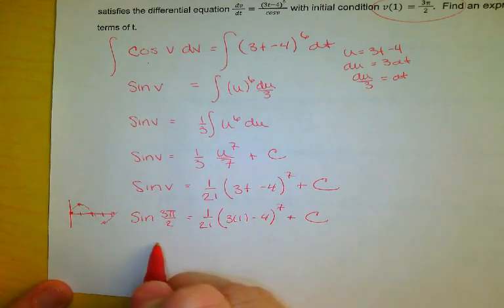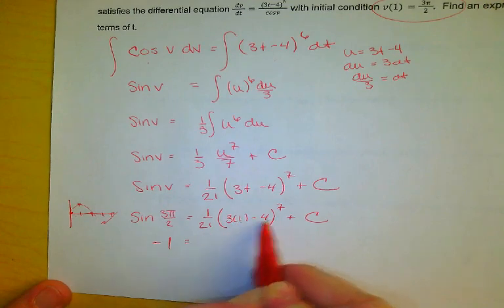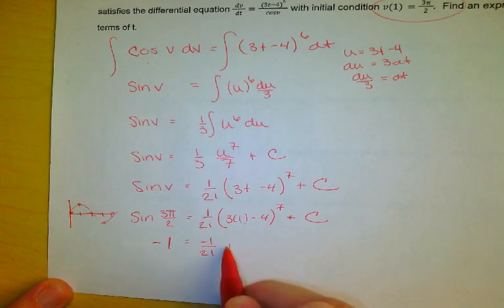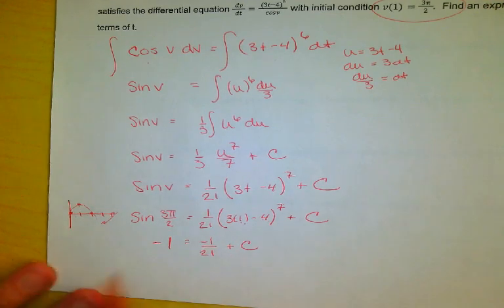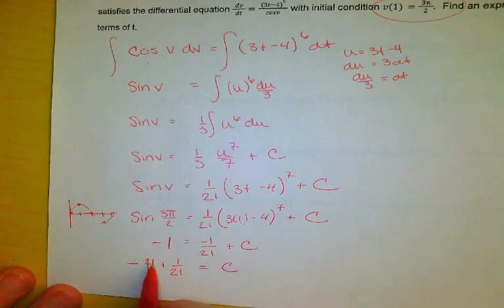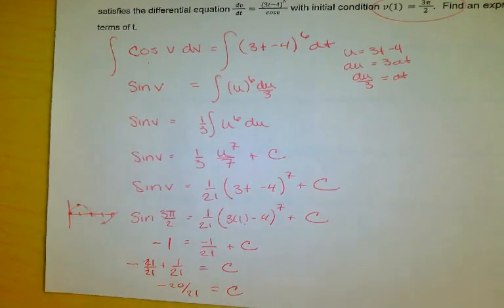So the sine of 3 pi over 2 is -1, and then we get 3 times 1 is 3, minus 4 is -1, -1 to the 7th is still a negative, so -1 over 21 plus c. If I add that over, plus 1 over 21. I'm going to call that 21 over 21. I think I get -20 over 21 for my c value. And then plug that back in to get that original.